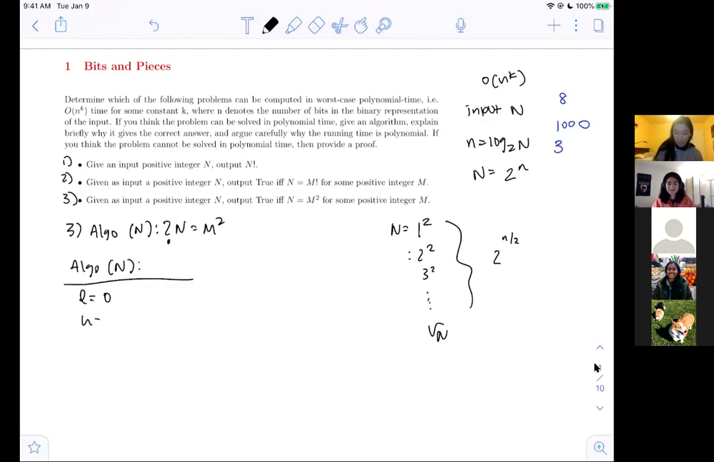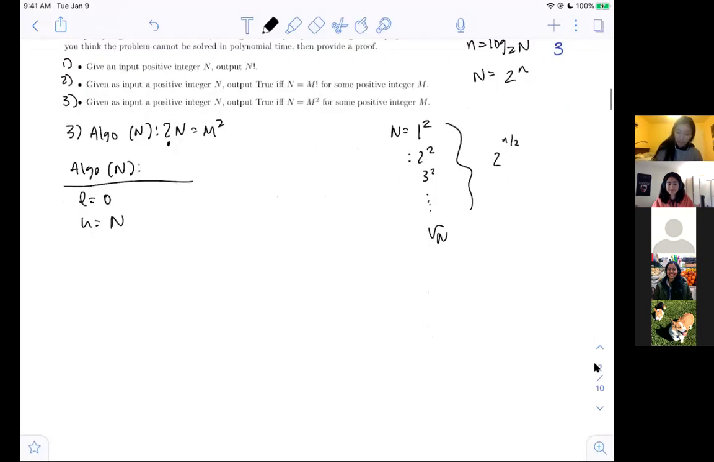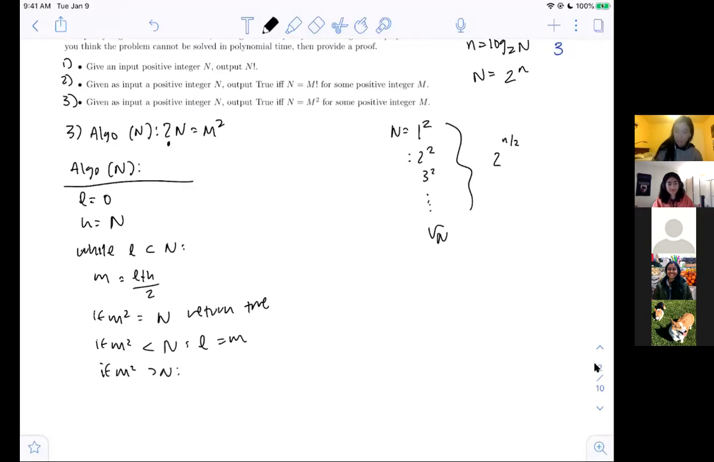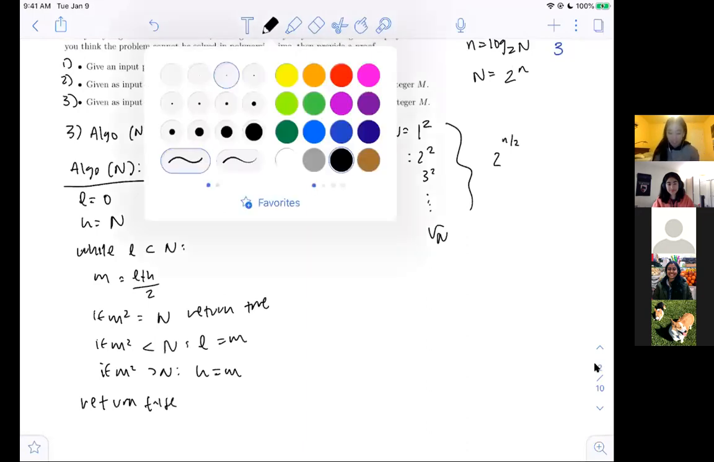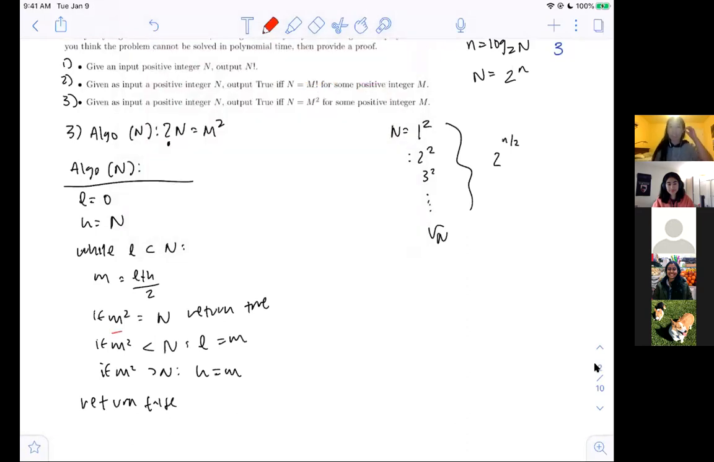So we have our algorithm, we have our lower bound and our upper bound. While our lower bound is less than our upper bound, our middle m is equal to lower plus upper bound over 2. If m squared equals n, return true. If m squared is less than n, then our lower bound equals m. If m squared is greater than n, then our upper bound is m. And after our whole while loop, if we weren't able to find a matching m, then we'd return false. So this is just binary search to find if there exists an m that will be equivalent to n.